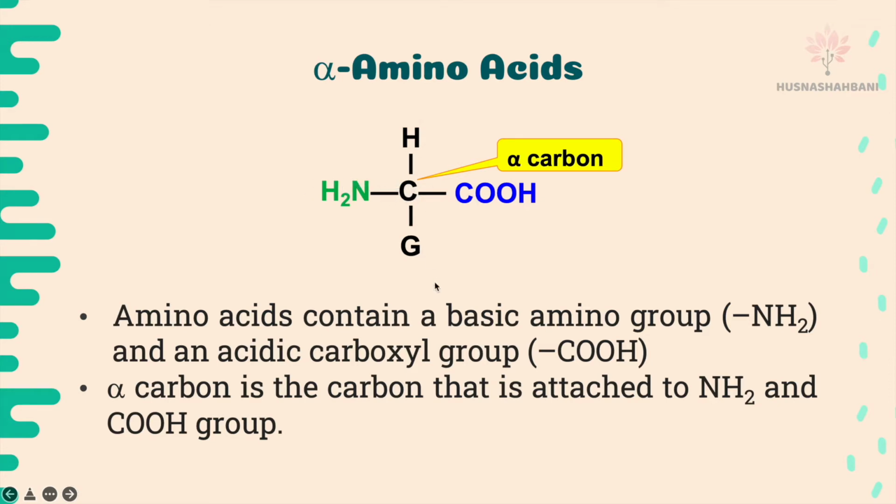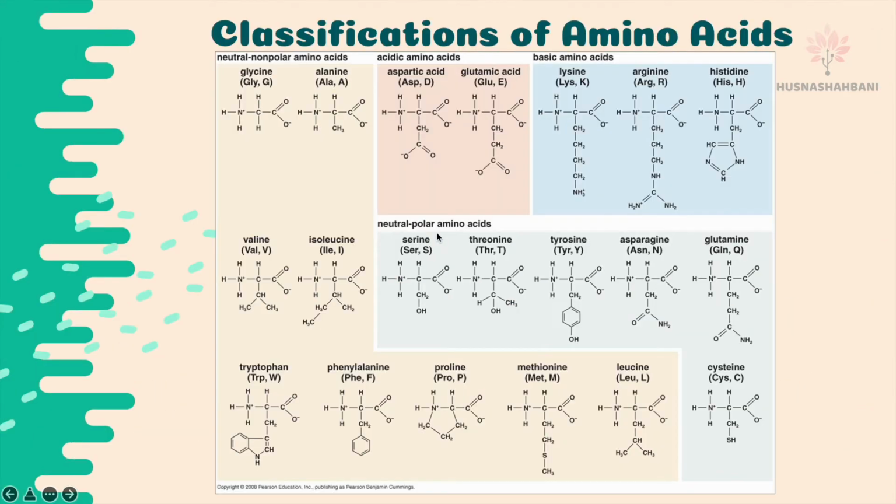An amino acid is a compound which has an alpha carbon attached to NH2, COOH, one hydrogen, and G. This G can be an R group. Anything can be G. An amino acid is the carbon that has these three, NH2, COOH, and hydrogen, plus G, which can be any R group.